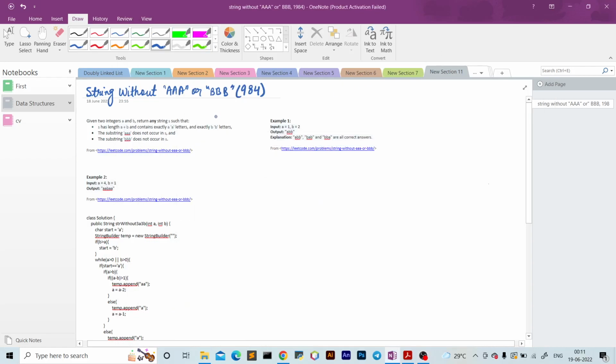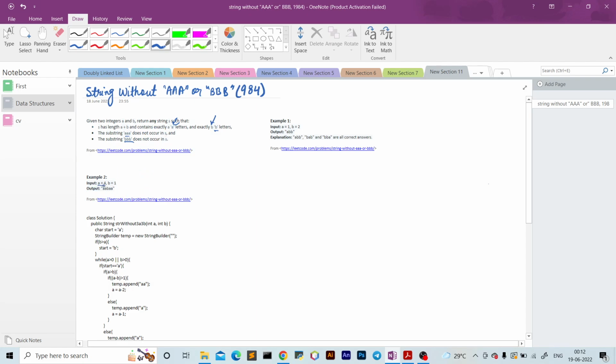Hi everyone, so I will be discussing Leetcode 984 problem, String Without AAA or BBB. In this problem we are given two integers a and b, and we have to return any string s such that the string has exactly a number of 'a' characters and b number of 'b' characters, and in that string there shouldn't be any substring having triple A or triple B occurring anywhere in the string S.